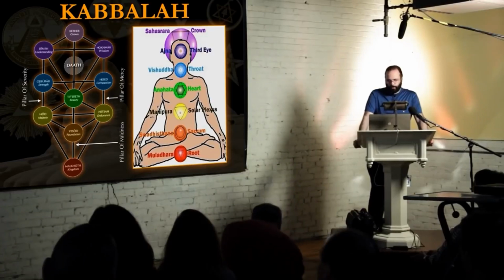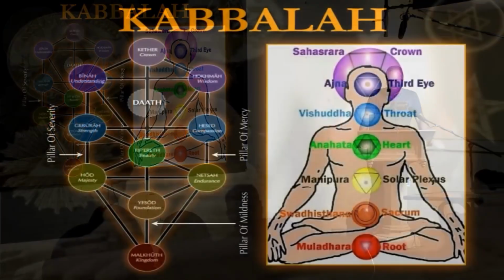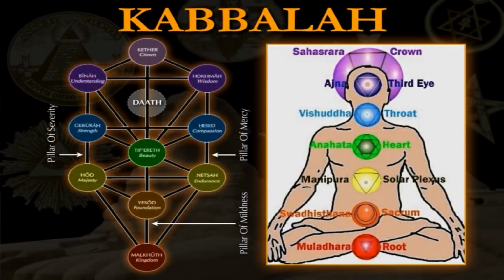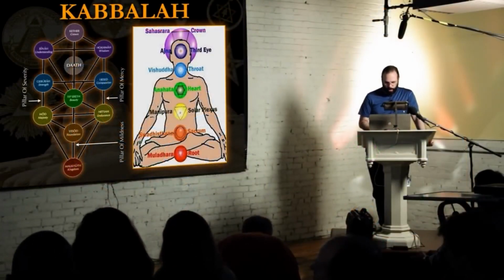There are 3 pillars or paths on this tree, corresponding to the vertical columns. The left-hand path is known as the pillar of severity and generally deals with the internal aspects of consciousness. The right-hand pillar, the pillar of mercy, generally deals with the external or masculine aspects of consciousness, and the pillar of mildness in the middle represents the synthesis between those 2 paths.